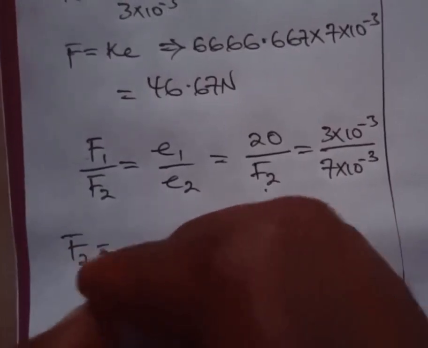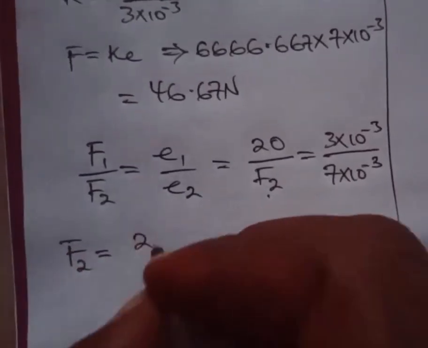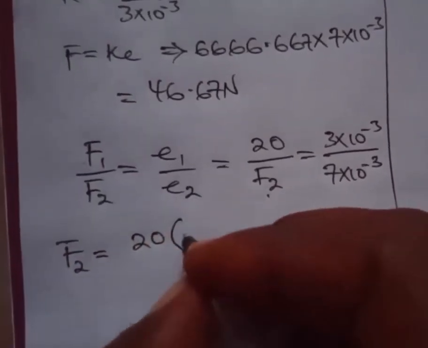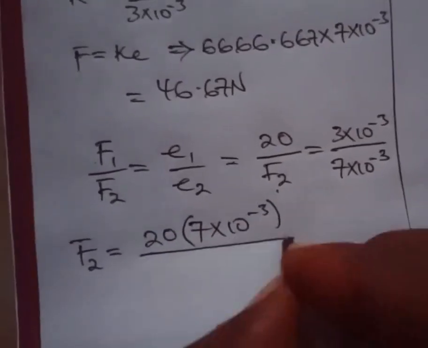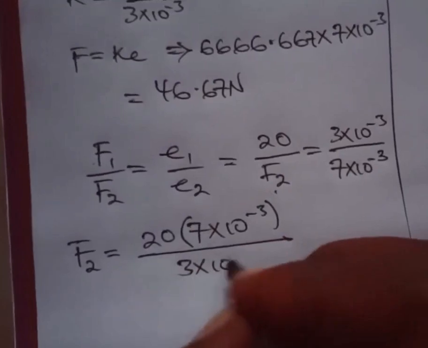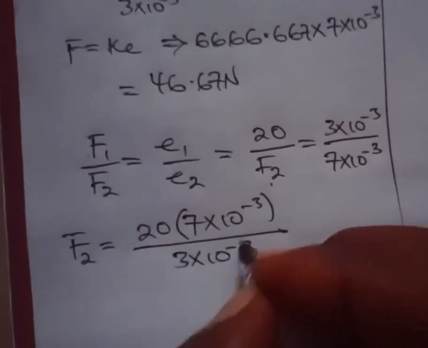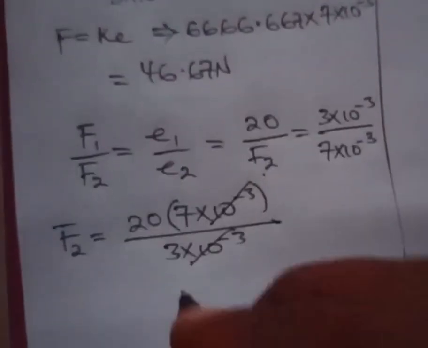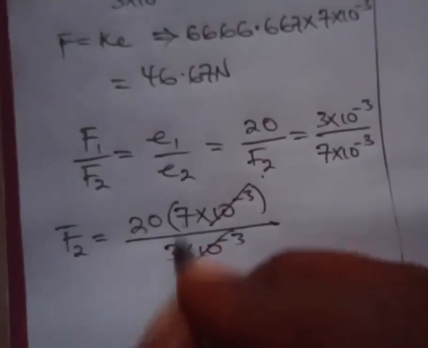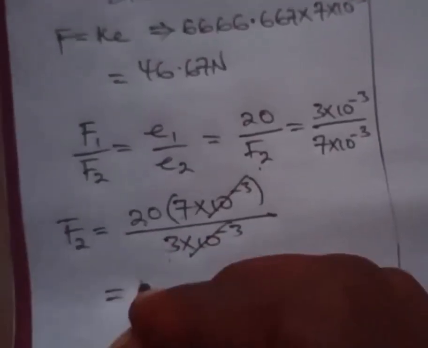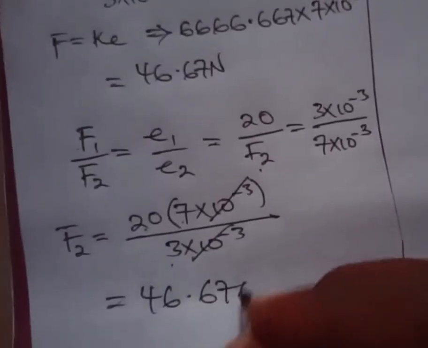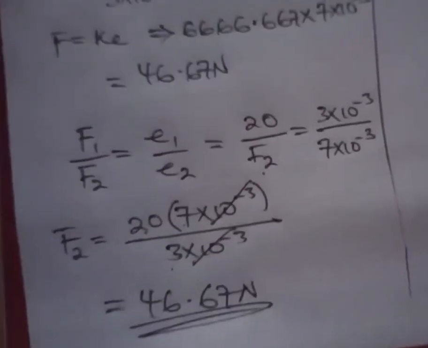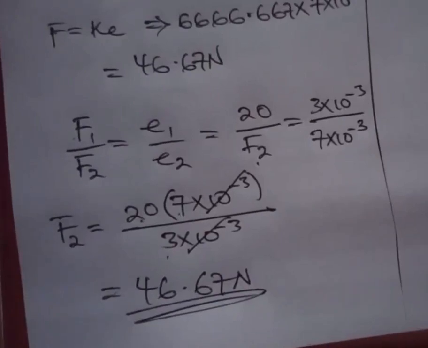we're going to have 20 times 7 times 10 raised to the power minus 3 over 3 times 10 raised to the power minus 3. This can take away this. What we now have is 20 times 7 divided by 3, and that will give us approximately 46.67 Newton. So pick the one you understand better.